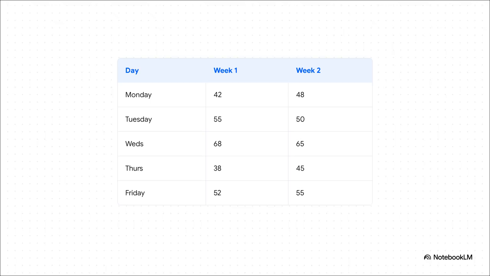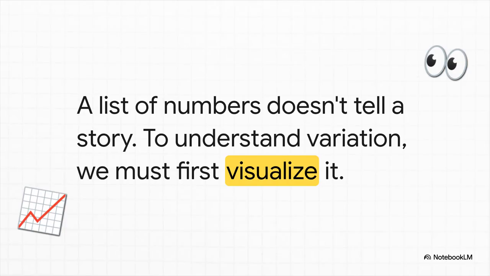Just by staring at this, can you spot a trend? Is performance getting better, worse? It's really tough to tell just from a wall of numbers. And that right there is our first big lesson. A raw list of numbers doesn't really tell a story. It just hides all the patterns. To make any sense of what's actually going on, we have to turn those numbers into a picture. We need to literally see it.